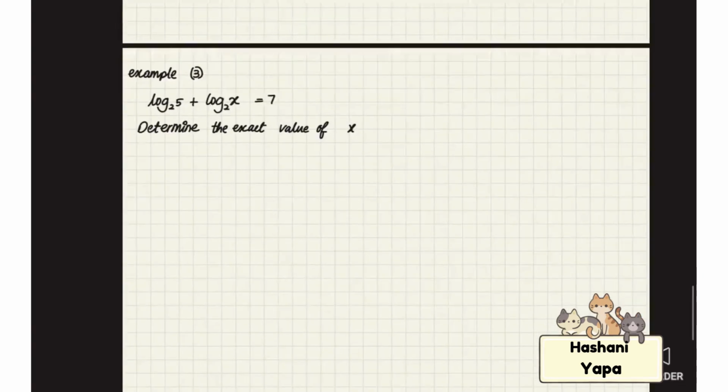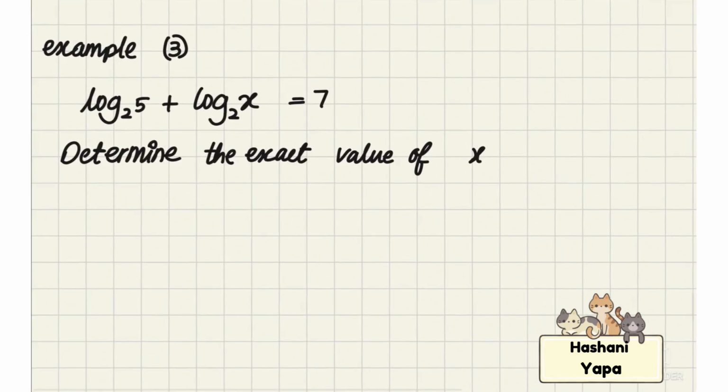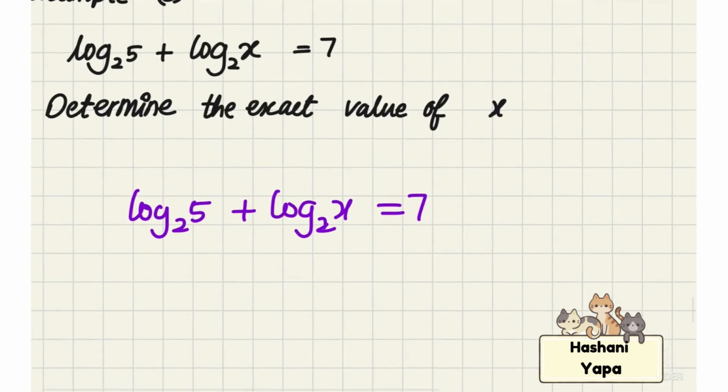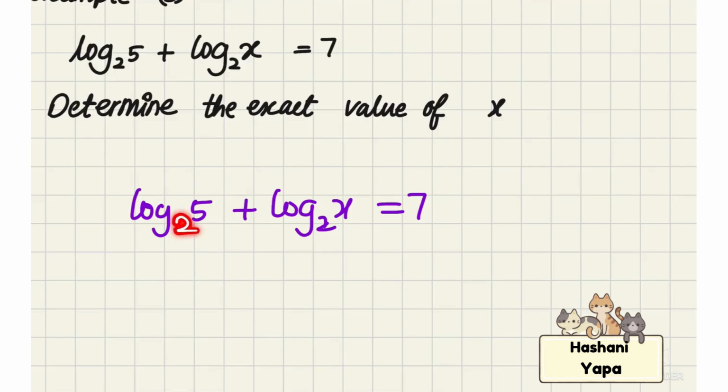Let's go to the next question. Log 2 5 plus log 2 x equals 7. I'll write it again: log 2 5 plus log 2 x equals 7. You can see that we have the same small number here, 2 and 2. So what does that mean? If it's addition, it's multiplication. If it's subtraction, it's division. We learned that in the log rules. So log 2 5x equals 7.